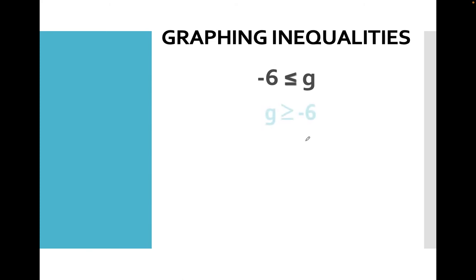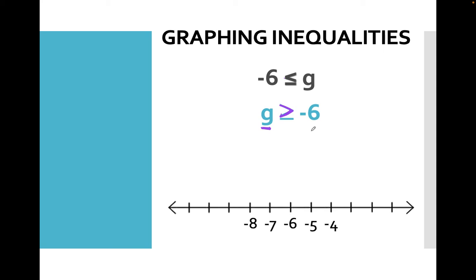So when I rewrite this, it's going to look like this. G is greater than or equal to -6. So the open part of my symbol is still facing the G, where the point is still facing the -6 like it was in the original problem. So I'm reversing the entire thing so that when I graph it, my arrow in my inequality symbol is going to face the same direction as the arrow on the number line. If I don't rewrite it, then that is not true.